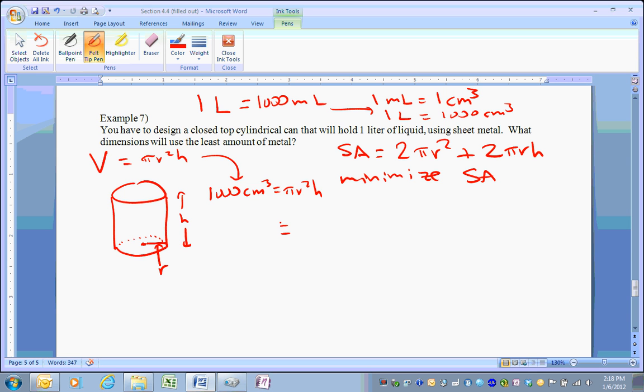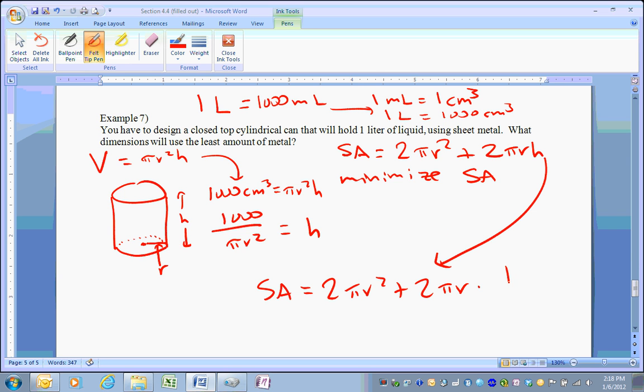And what do you think would be easier to isolate, r or h? H, yeah, so we don't have to deal with any square roots for now. So now we can rewrite the surface area, knowing what h is. And so it's all in terms of one variable. Clean it up before we take the derivative.